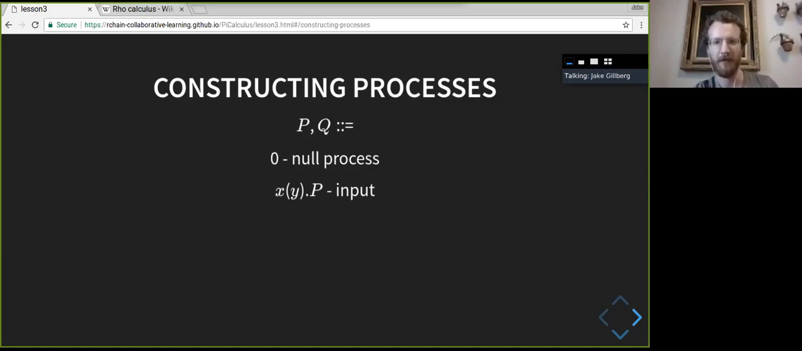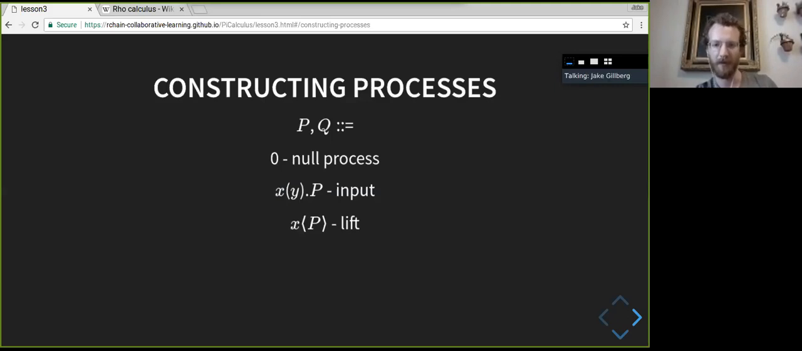We can also have this input process or prefix an input onto a process. And so this means pretty much the same thing it does in pi calculus, where we take this name X and we're listening for some sort of input on name X. And then when we receive that input, we bind it to the name Y, and then process P continues. But now anytime Y is referenced in process P, whatever was received here is what is substituted in. So we can actually use whatever we receive on X in this process P.